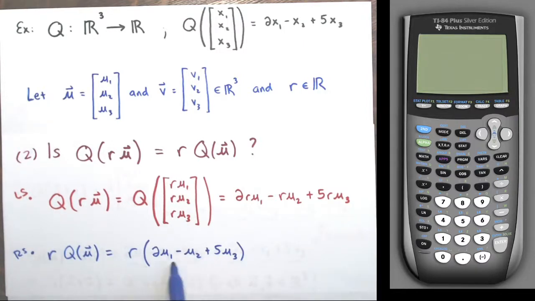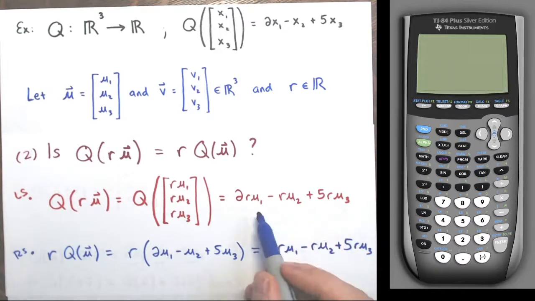Because all I need to do to simplify this is distribute the r. These are real numbers here. I can distribute multiplication over addition. So this would be 2, and it's also commutative. So r times 2 times u1 is the same as 2 times r times u1, right? Multiplication is commutative with the real numbers. Real numbers are a field. So this is 2 times r times u1 minus r times u2, and then plus r times 5 times u3. Again, you can commute and say 5 times r times u3.